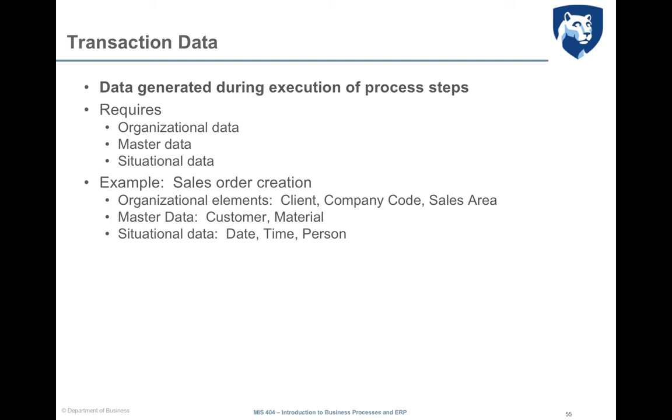Of course, as we can see, the transaction data, as they are related to the process functioning, are no other than a combination of organizational data, master data, and situational data. So, by combining, for example, some organizational elements related to client, company code, and sales, if you refer to the sales order creation, the master data, so the customer and material, and the situational data, so date, time, and person, we realize the transaction data related to the sales order creation. So the combination of specific values of organizational elements, master data, and situational data realizes the transaction data, in this case, sales order creation.